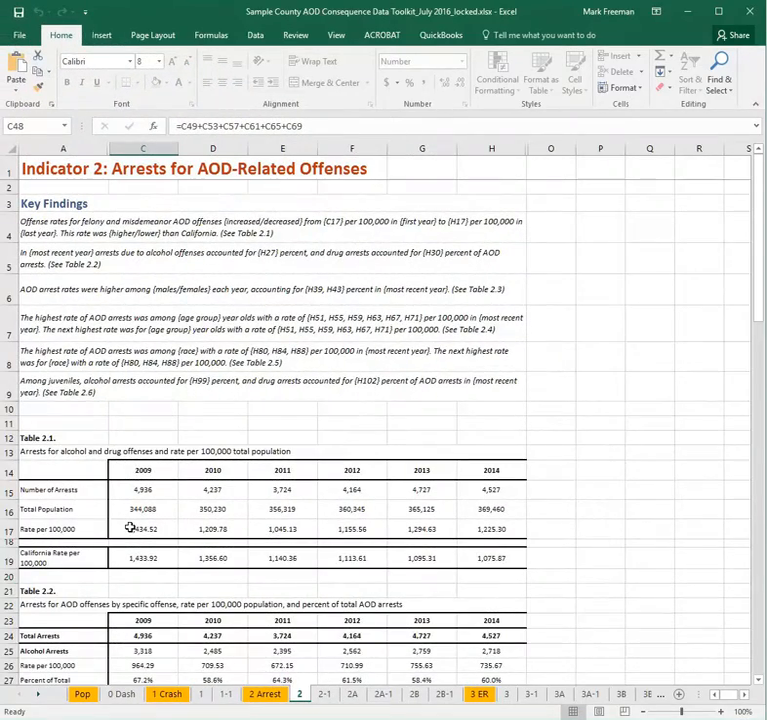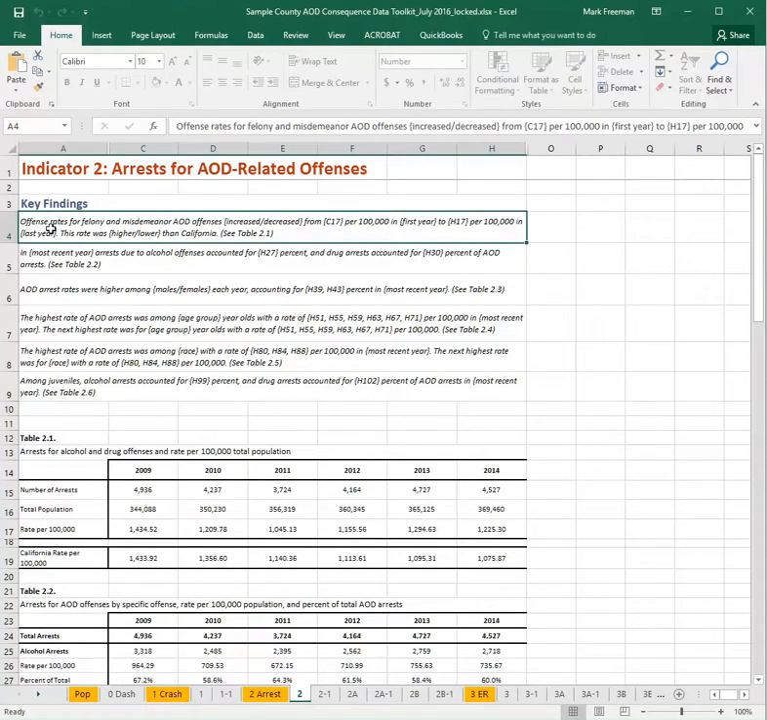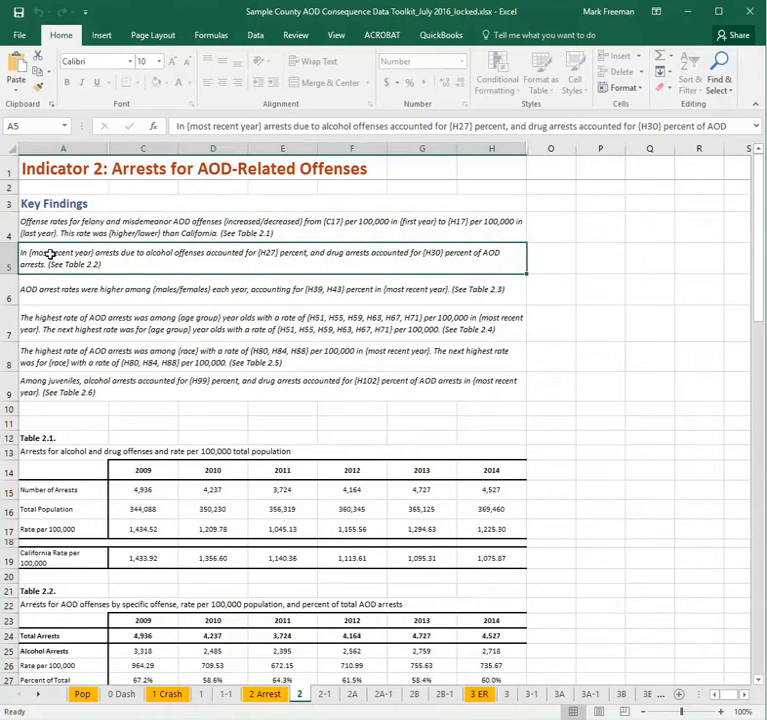At the top of each data table tab, you will find a series of key indicator findings. These are designed to assist you in creating your own key findings based on your analysis of each table. You'll see that there are sample sentences provided with missing data marked with brackets. Review each data table to update the key findings.